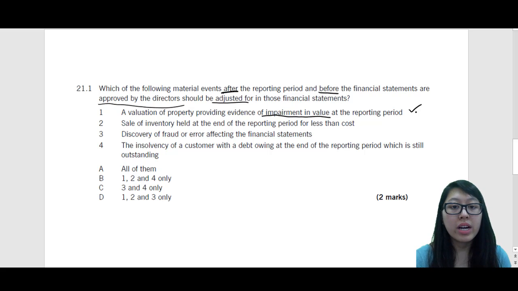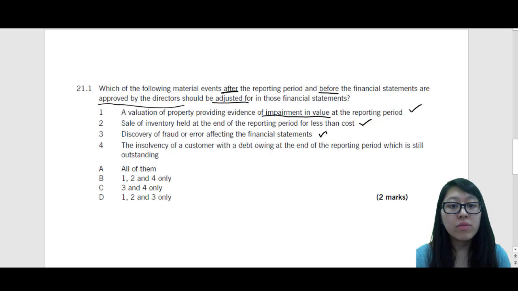Second, sale of inventory held at the end of the reporting period for less than its cost. And we discussed this earlier. We need to adjust our inventory figures to reflect a much lower amount because it was sold at less than cost. So this is also an adjusting event. Discovery of fraud or error affecting the financial statements. This is also an adjusting event because this gives evidence that our financial statements contain some errors or even were done on fraud or even include some fraud elements, and therefore they will need some adjustments.